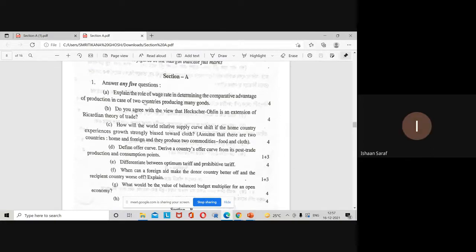And the numerator will increase for total clothes production. So how will the relative supply curve shift? Upward, downward, where? Ma'am, I think it should be an upward shift. Yes, it will be the upward shifting.